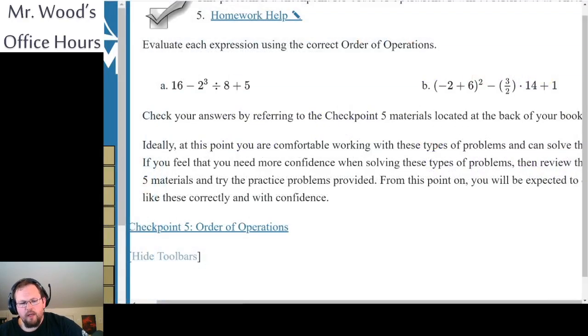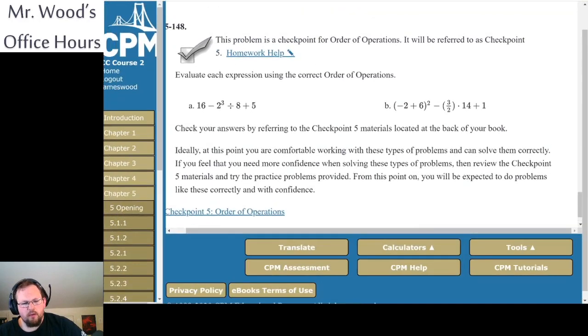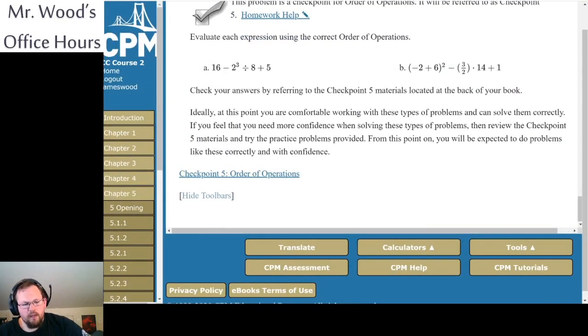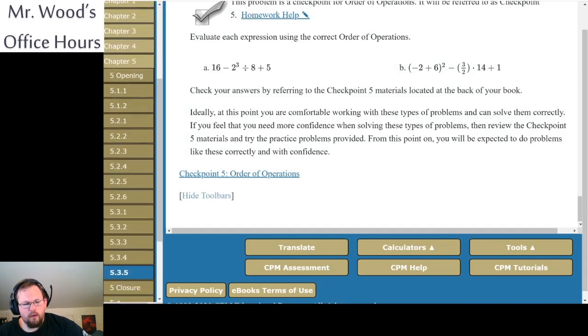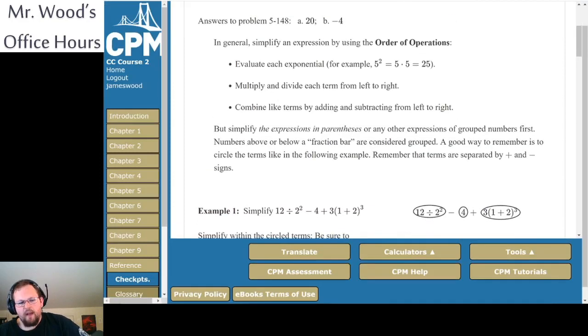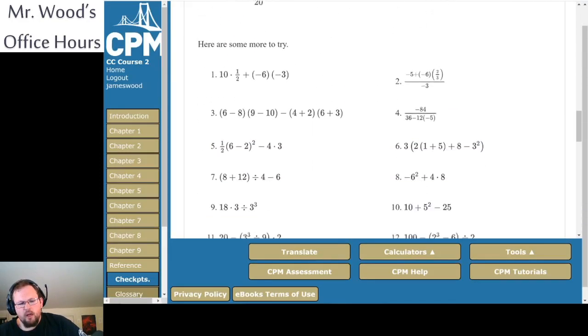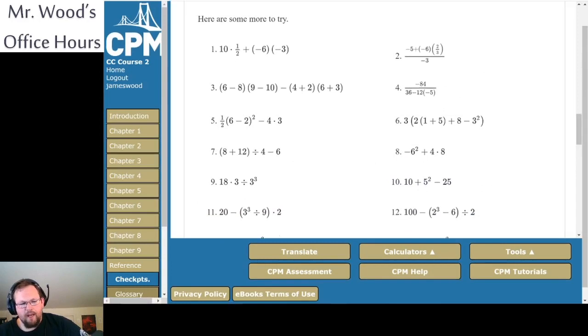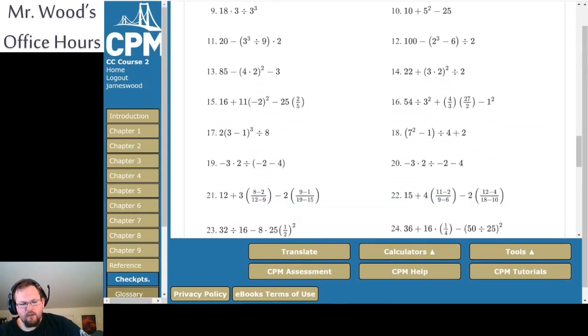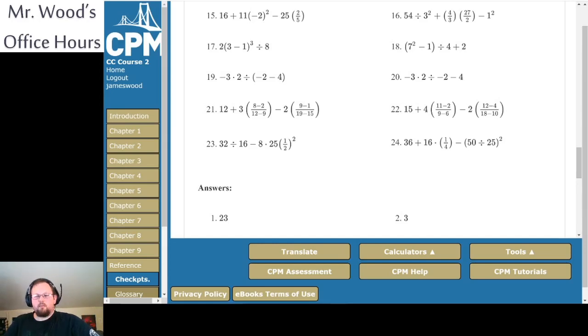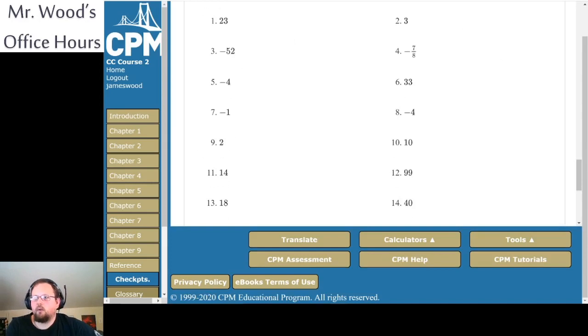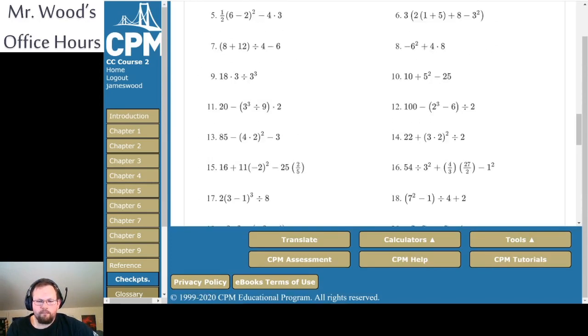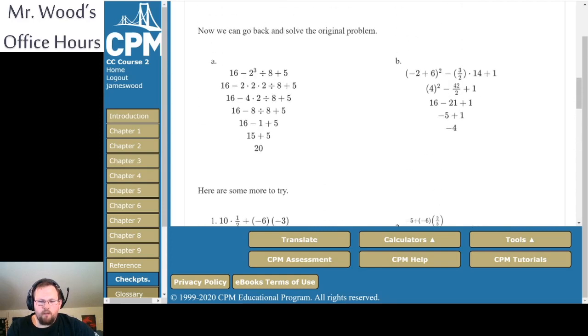If you feel like you're still struggling with order of operations, I would strongly recommend that you go into the bookwork right here, go into the checkpoint 5 section, which says order of operations, and as you go down here, it gives you a whole bunch of problems to actually do. You may have actually seen some of these, because I think I copied some of these directly to one of your tests, maybe. But it'll also give you all of the answers so that you can check your work and make sure you know how to do it. So that's just an option.